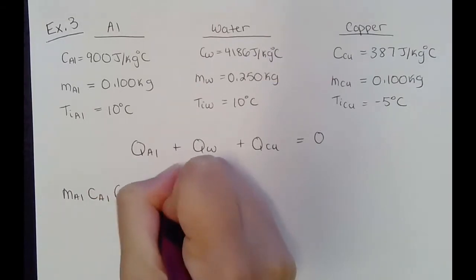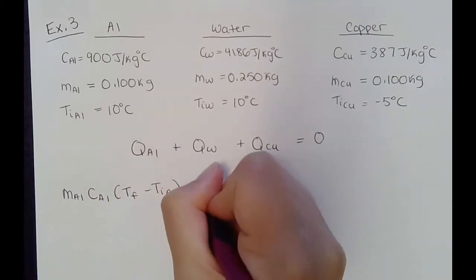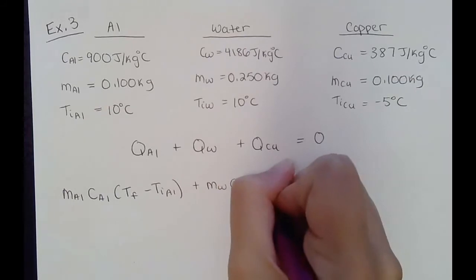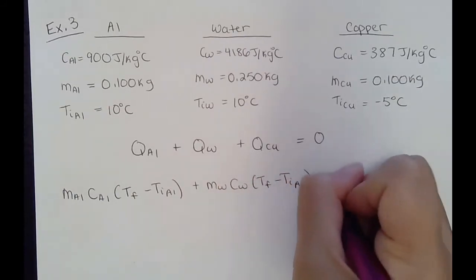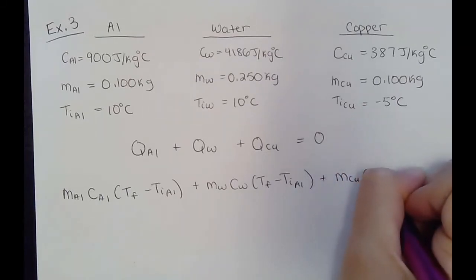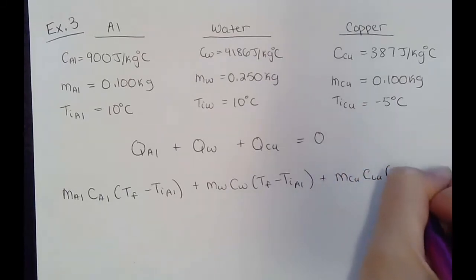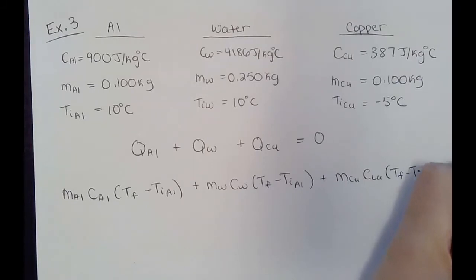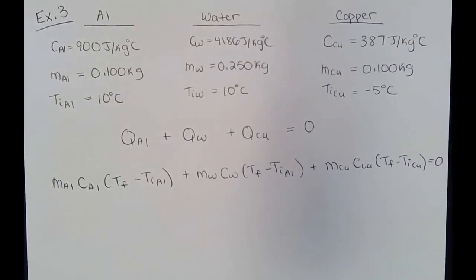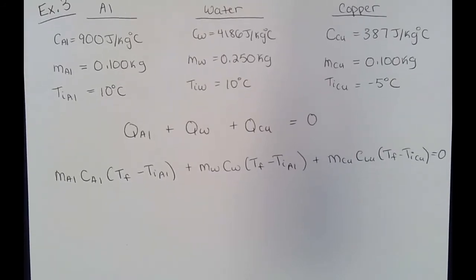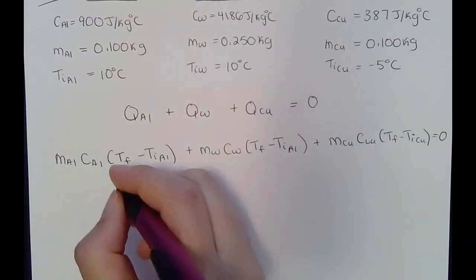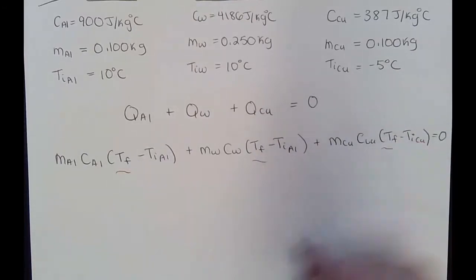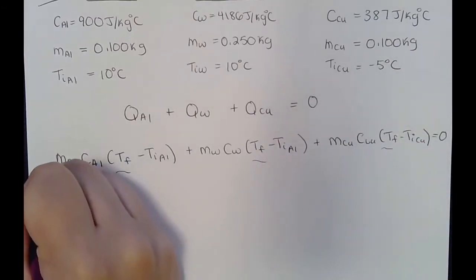So (TF minus TI aluminum) times M water, C water, plus (TF minus TI aluminum) M copper, C copper, (TF minus TI copper) equals 0. And notice I don't add any signs myself, right? The signs come out of the temperature change equation. Okay, and then we can rearrange to solve for TF. So expanding everything in a long line.